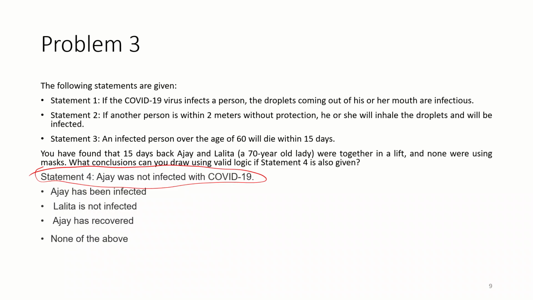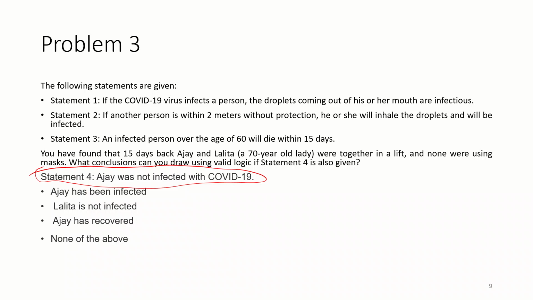Because here Ajay is not infected, so if they are in the lift together, Lalita cannot be infected. The first option is false because he's not infected, Lalita will not be infected, and Ajay has recovered. If he's not infected, then how can he recover? The premise itself is false when we look at statement 4: Ajay was not infected with COVID-19. The first, second, and third premises are true premises. The fourth is a false premise.